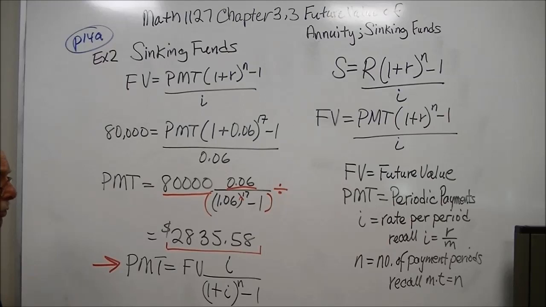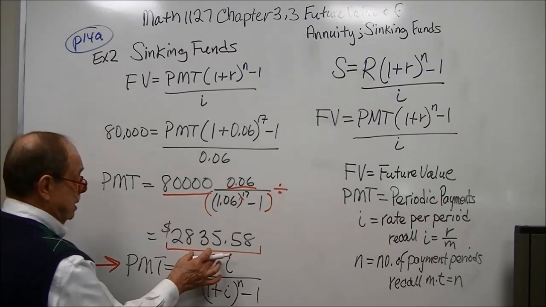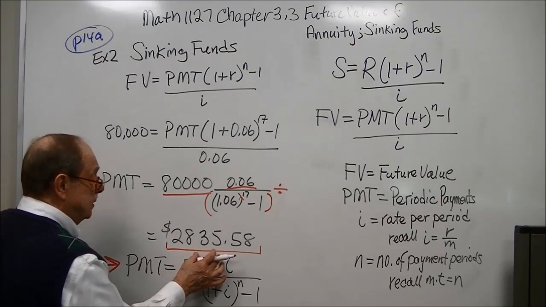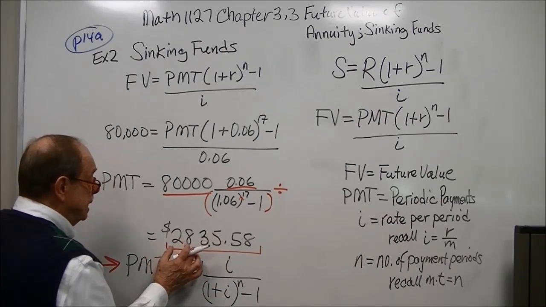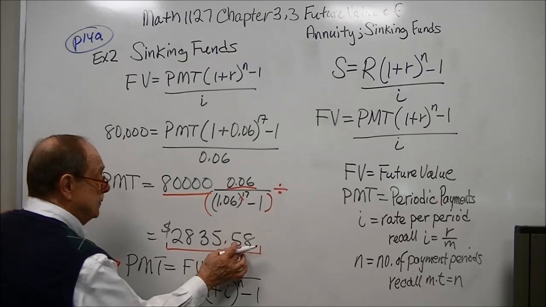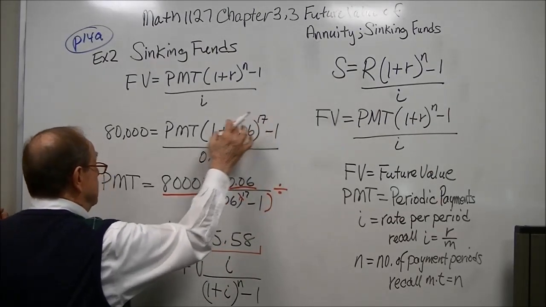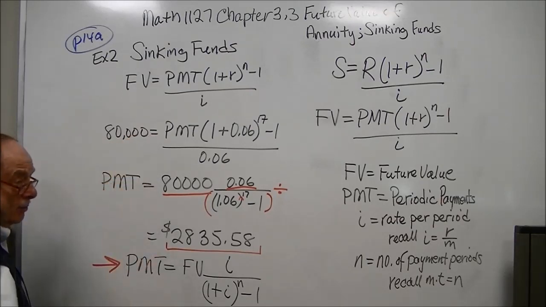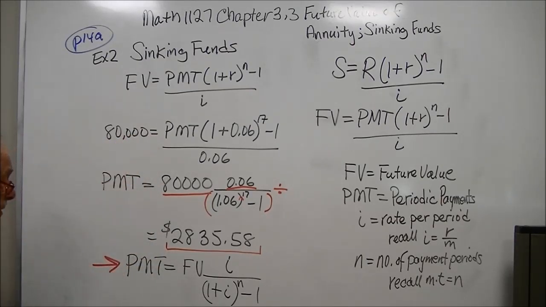So again, it's so critical how you put this into your calculator. And this is our periodic payment that once a year I have to put $2,835.58. That in 17 years I will have for my grandchild to go to college $80,000.